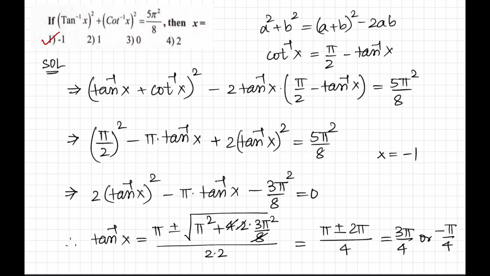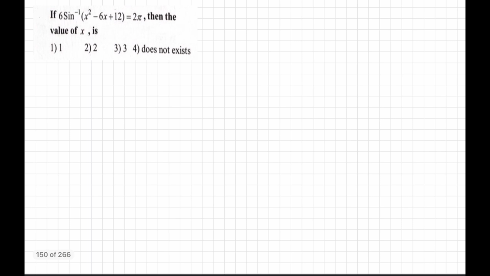So I hope this question is absolutely clear. Now let us move on to another question. So here the question says, if 6 sine inverse of x square minus 6x plus 12 is equal to 2 pi, then the value of x is. तो let us begin with the solution, students.